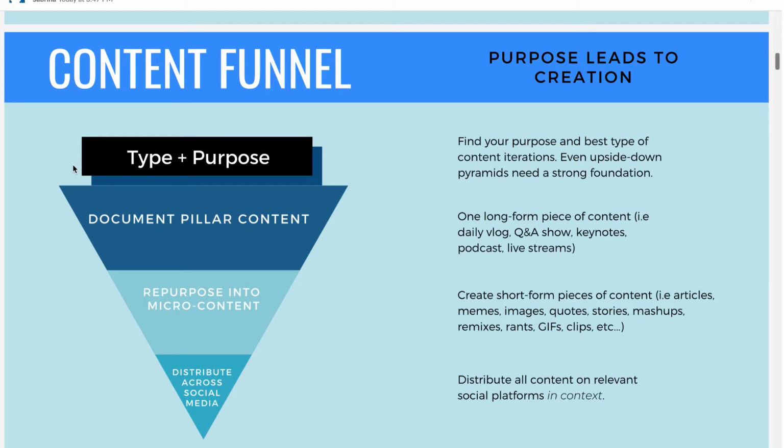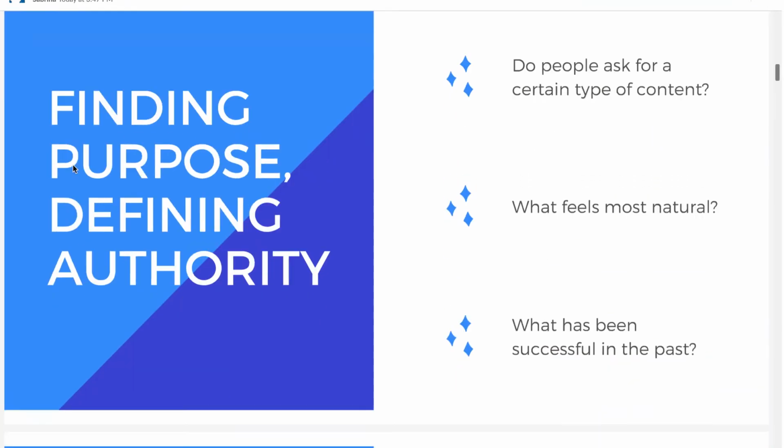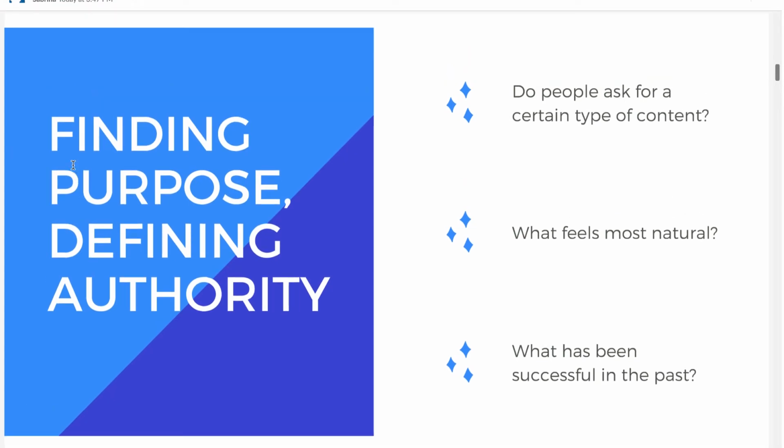So this allows you to have a strong foundation with the pyramid content, with documenting all those things, but to be the catalyst, you still need type and purpose. So what does that look like? Well, we have to first find purpose and define authority.